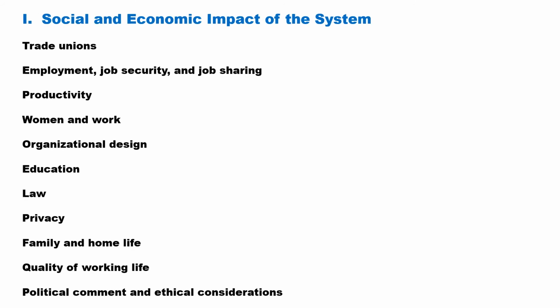Social and economic impact of the system: trade unions, employment, job security and job sharing, productivity, women and work, organizational design, education, law, privacy, family and home life, quality of working life, political comment and ethical considerations. Methods and techniques. There are different approaches and methods, techniques, measures.